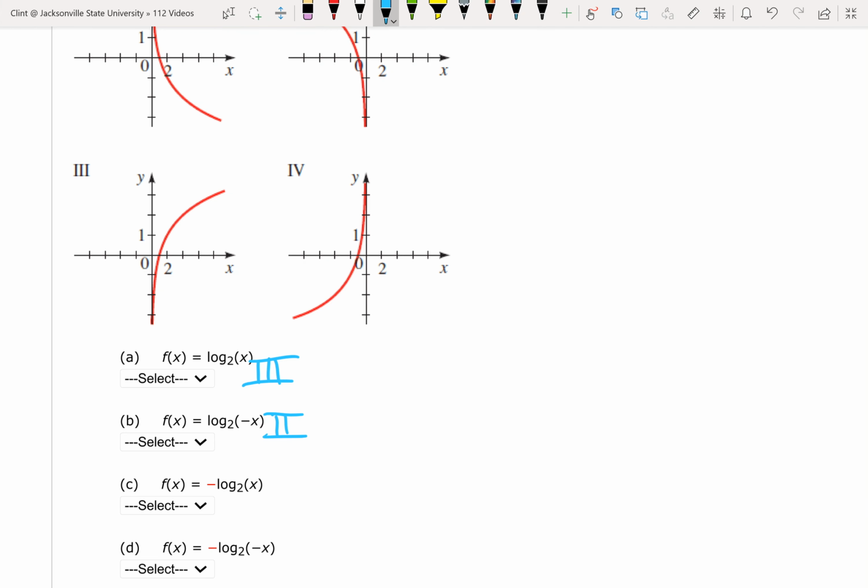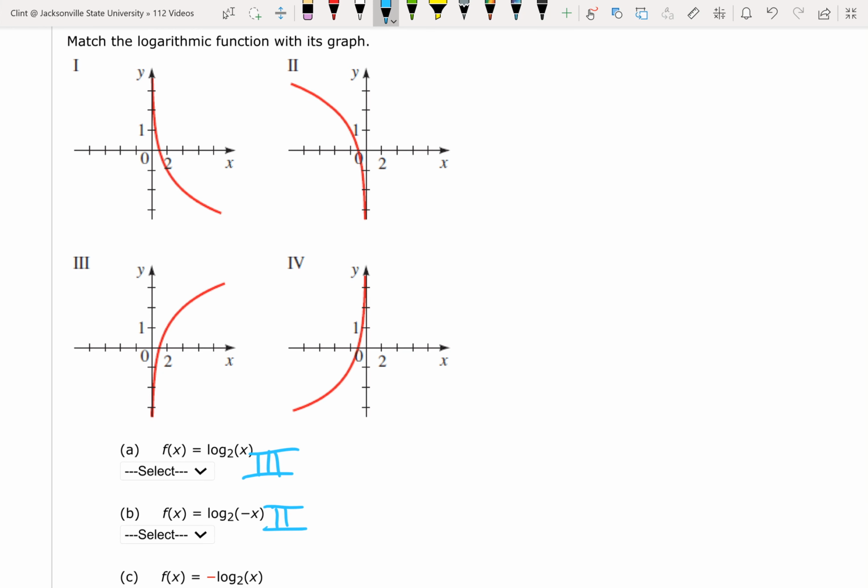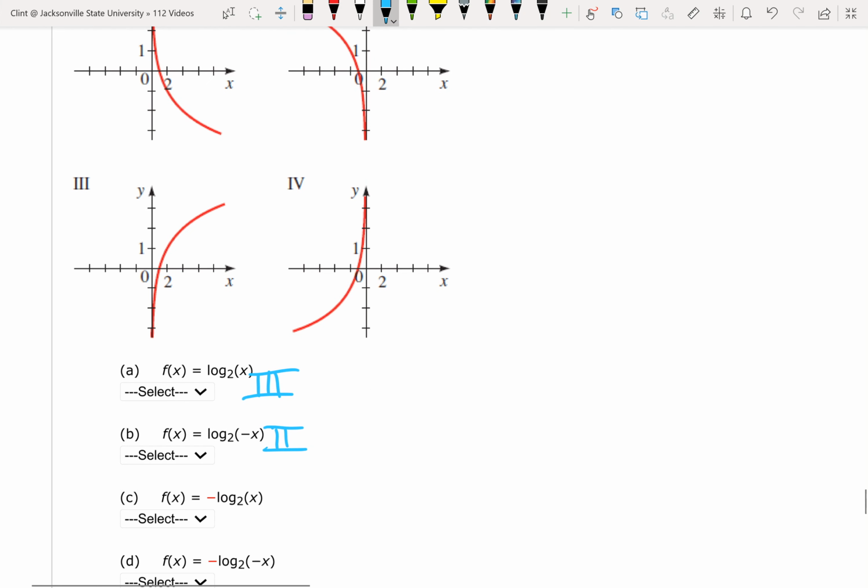We put a negative out in front of the whole thing. What was at the top is going to go to the bottom. What was at the bottom is going to go to the top. That's an x-axis reflection. So this is going to be graph 1.